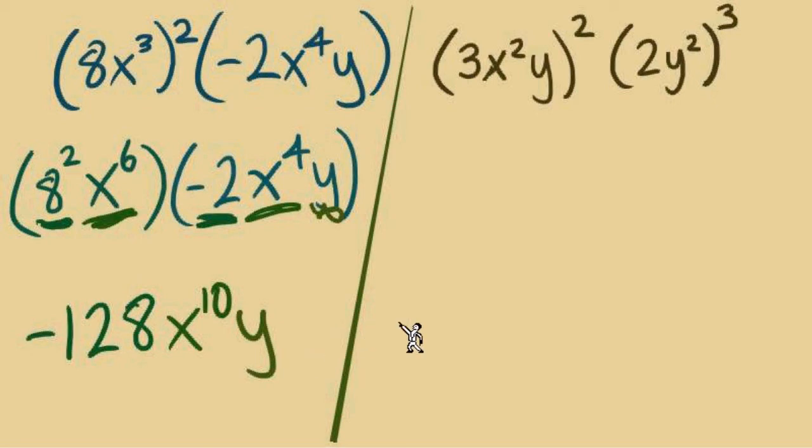Here's one for you to try. I know you're anxious to try one for yourself, so pause the video and try this. It's going to be some similar steps to what we did here, but notice that both sets of parentheses have an exponent that we need to work in. Okay, so pause the video and try it, and then restart the video and we'll go through the answer together.